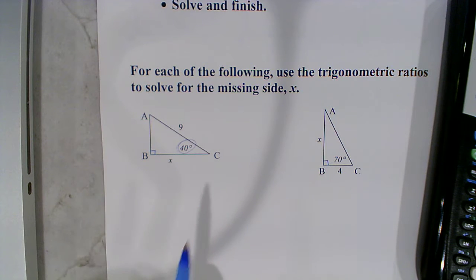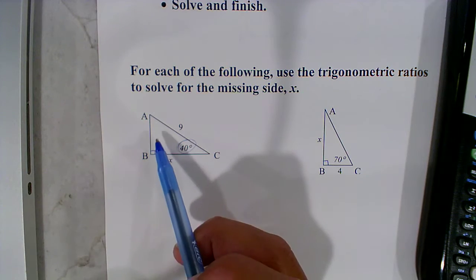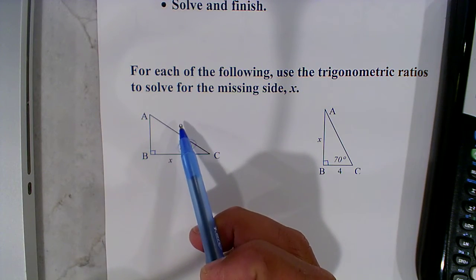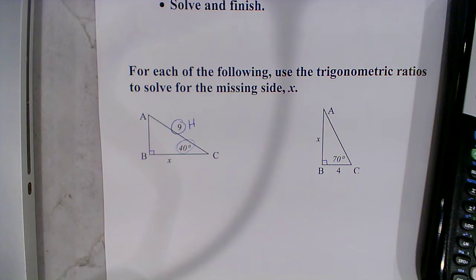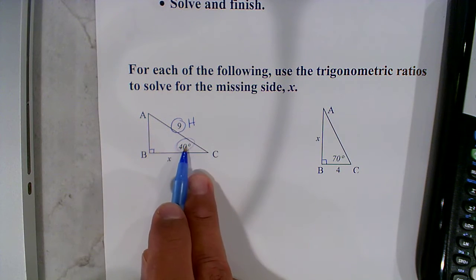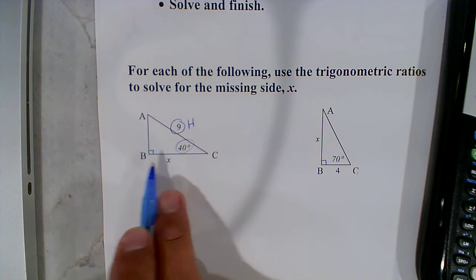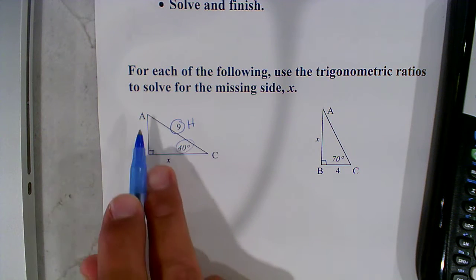Is 9 or x the hypotenuse? Is it the largest side across from the right angle? Here's the right angle. Across, it is. So this has your hypotenuse involved. Okay, so again, based off this acute angle, I have these two legs of the right triangle.